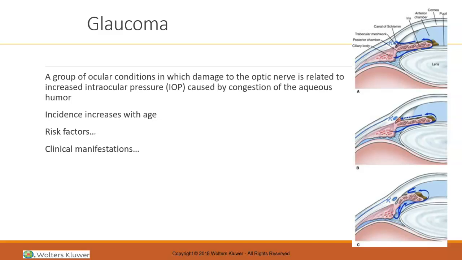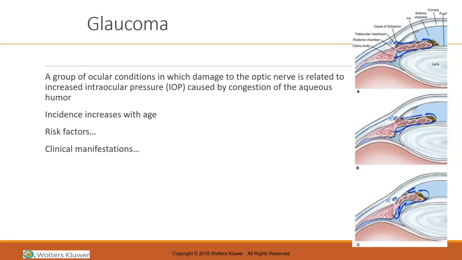So the incidence does definitely increase with age, that's for sure. And some of the risk factors are African American descent, cardiovascular disease, diabetes, family history, migraine syndromes, myopia, older age, previous eye trauma, having a thin cornea, or prolonged use of topical or systemic corticosteroids.